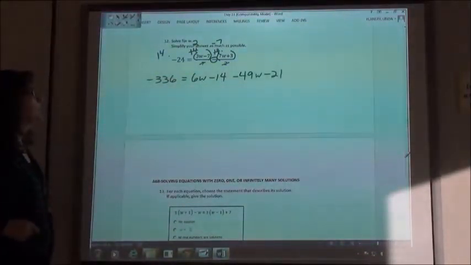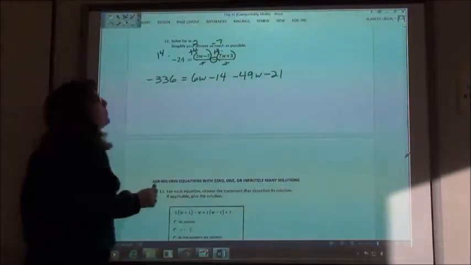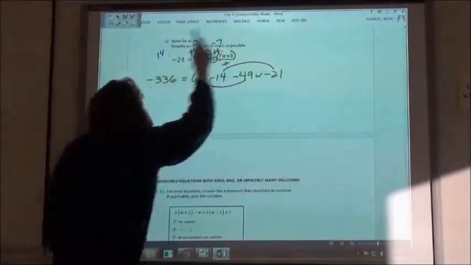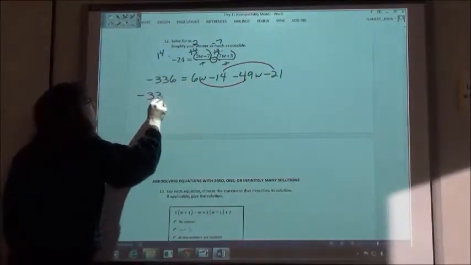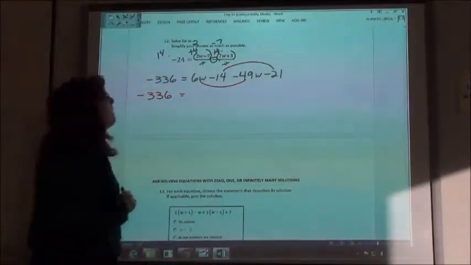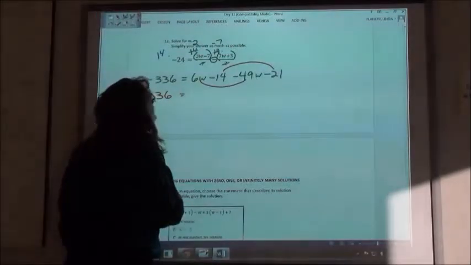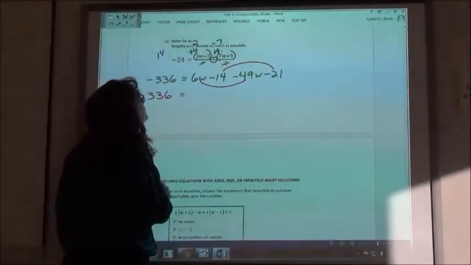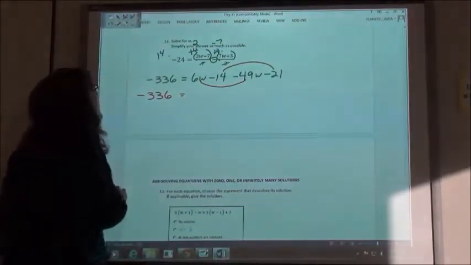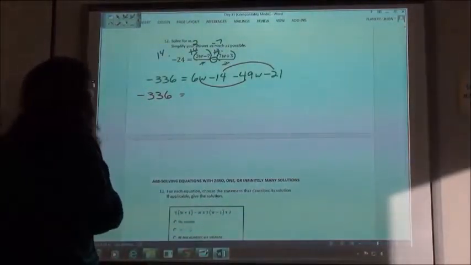Okay, so we want to see, that's a bit wrong. Put the number 6w minus 49 together, right? And then the minus 14 minus 21. So we're combining our like terms. So we have minus 36 equals 6 minus 21 equals negative 15w. How would you get that? Because my 6 is a w.